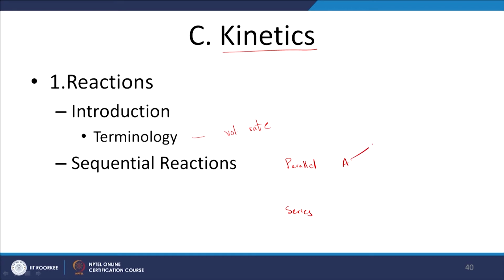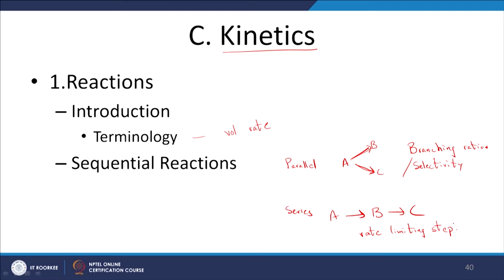Parallel, A goes to B or A goes to C simultaneously. And in here we are concerned about the branching ratio, or selectivity here, with respect to A goes to B and A goes to C. And in the same case, we said we are going to look at A goes to B goes to C, and in series we are concerned with what is the rate limiting step that controls the overall chemical process here, right?